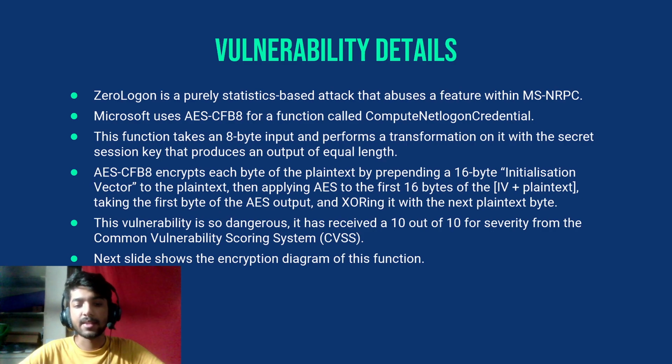AES-CFB8 encrypts each byte of the plaintext by prepending a 16-byte initialization vector to the plaintext, then applying AES to the first 16 bytes of the IV plus plaintext, then taking the first byte of the AES output and XORing it with the next plaintext byte. This vulnerability is so dangerous it has received a 10 out of 10 for severity from the Common Vulnerability Scoring System, or CVSS. The next slide shows the encryption diagram of this function.